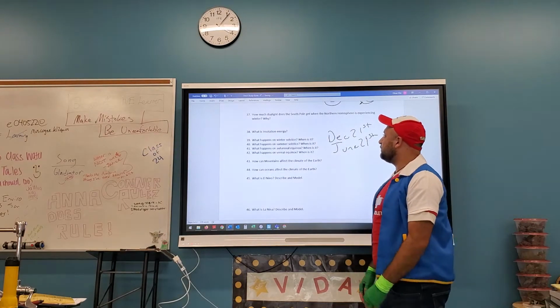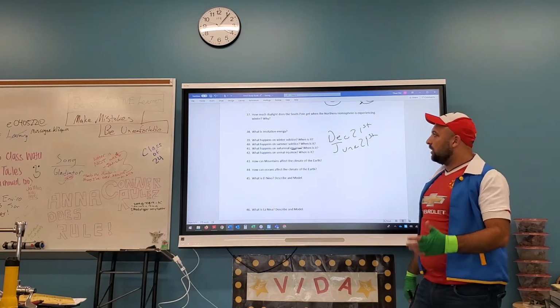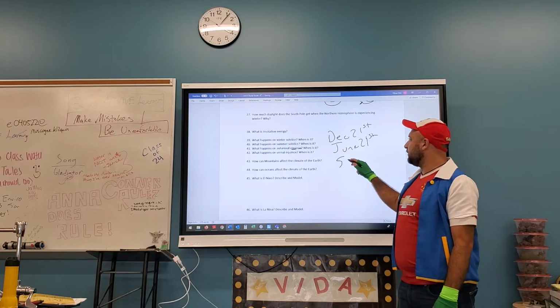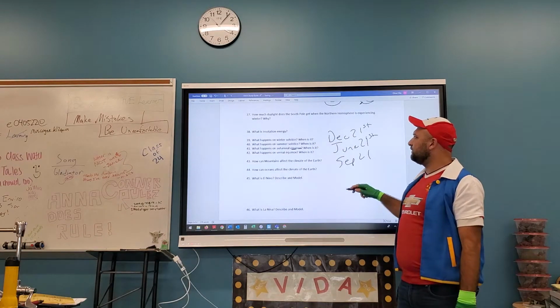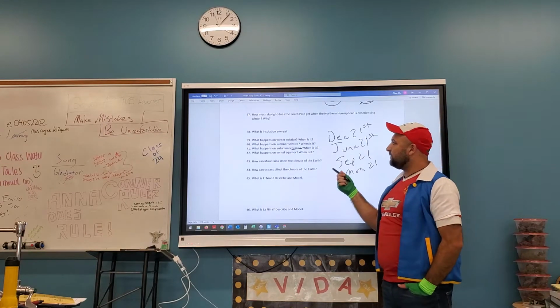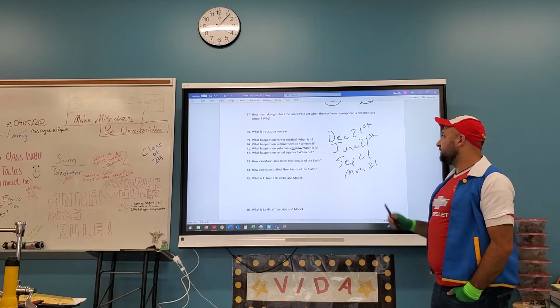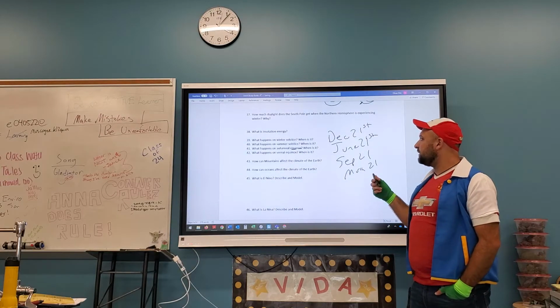What happens on the autumnal and vernal equinoxes? Well, equinox means equal night. So the autumnal equinox is September 21st, and the vernal equinox is March 21st. Those are the specific days where you have equal days and equal nights in specific places of the world. I guess probably for us in the U.S., those would be the days.